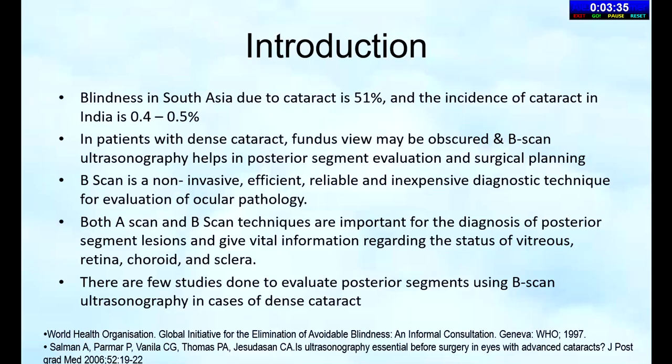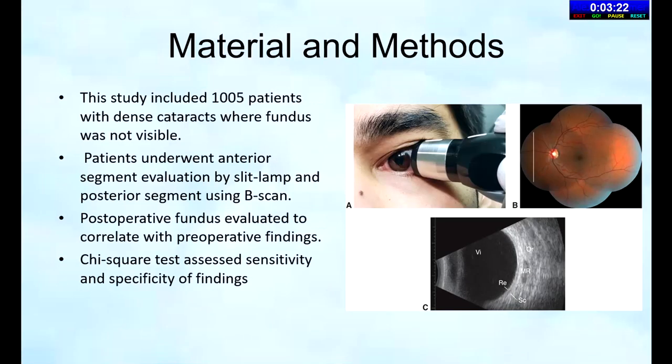Both A-scan and B-scan techniques are important for the diagnosis of posterior segment lesions and give vital information regarding the status of vitreous, retina, choroid, and sclera. There are few studies done to evaluate posterior segment using B-scan ultrasonography in case of dense cataracts.